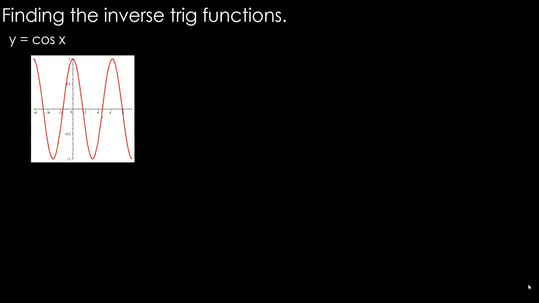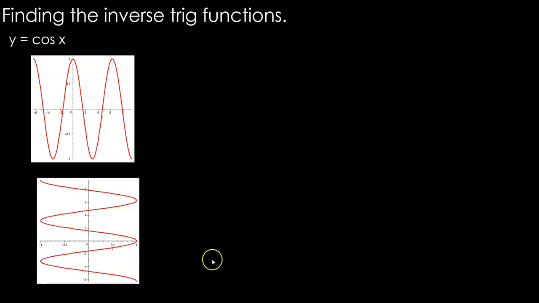Cosine is a little bit more of a pain in the butt. Notice I'm going to flip the graph, and it's still not a function, but I can't zoom in on that section at 0 because I'll only get positive numbers here, and it's not a function because it fails the vertical line test.